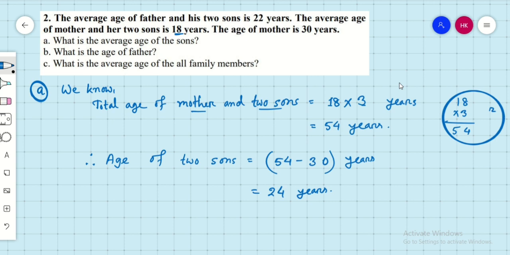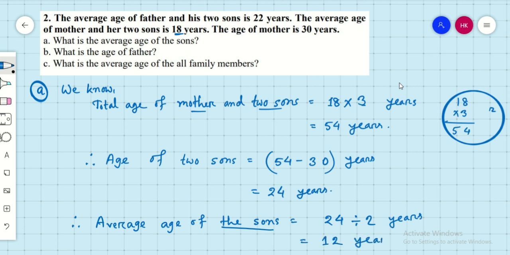Now we want to find the average of two sons. Therefore, average age of the sons will be 24 divided by 2, because we know to find the average we need to divide 24 by 2, because there are two persons only, two sons, so we divide it by 2. So their average age will be 12 years, which completes our question number A. So I hope you understand.